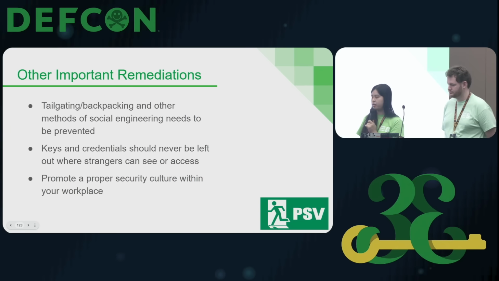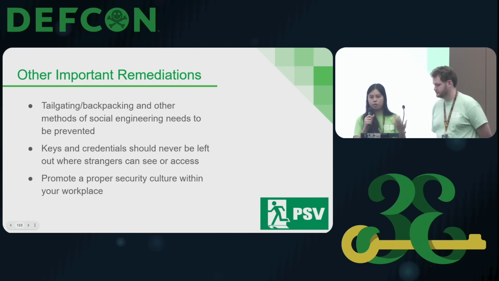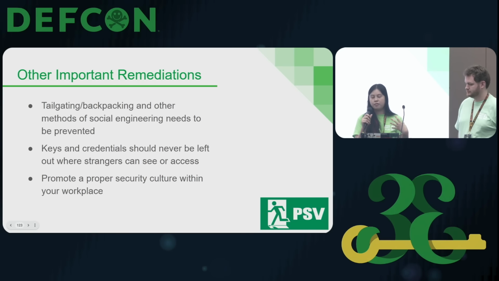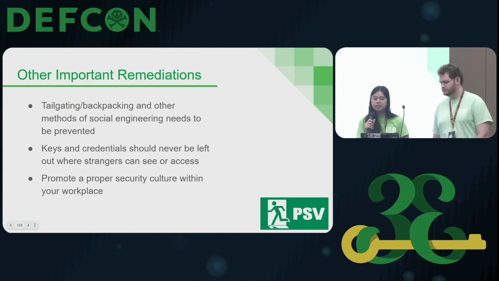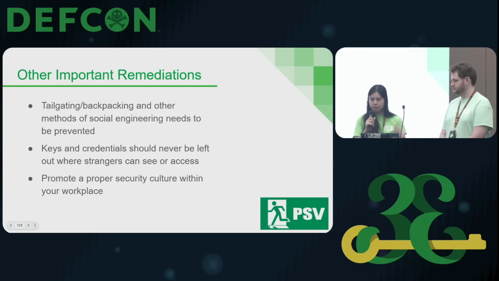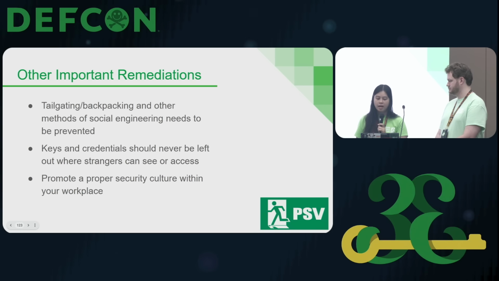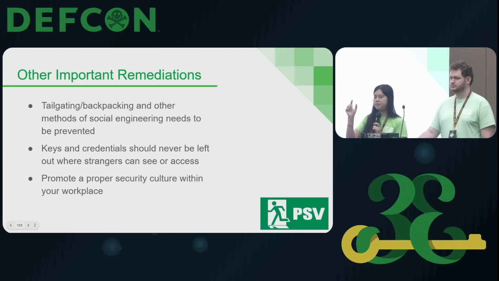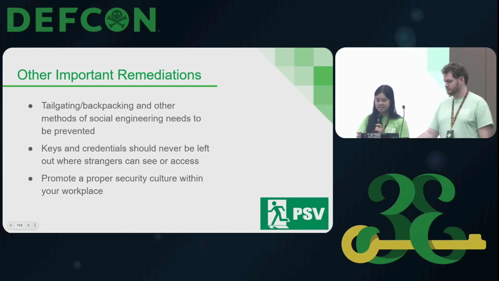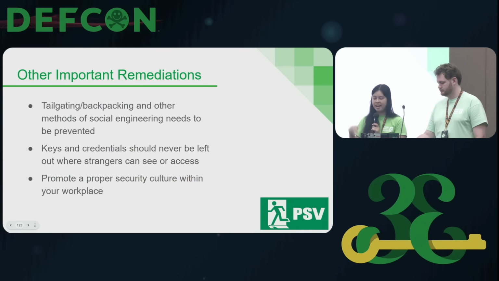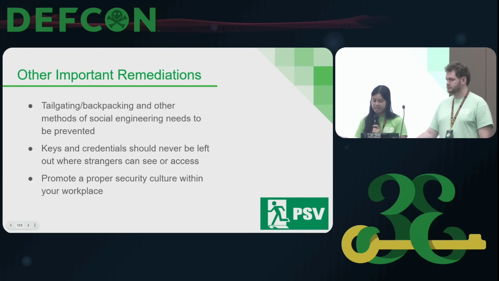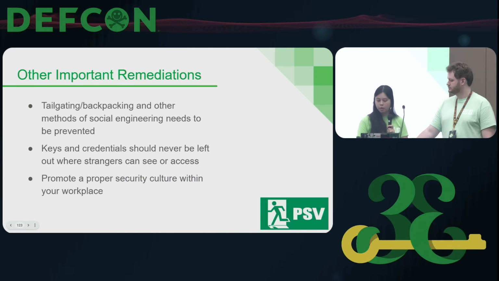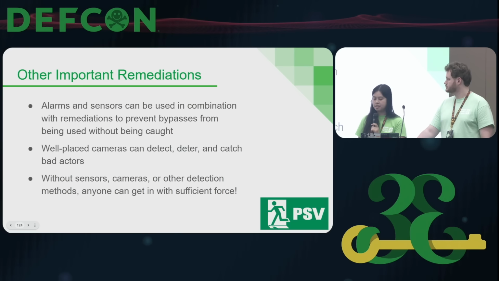And then generally other important remediations, you've heard a lot about social engineering. Even if you have the most secure locks in the world, if your coworkers are letting people into your space, that's a huge problem. Keys and credentials are often left out where people can see them or access them. I've had times where I've seen physical keys left on desks, and I can look in close enough or take a camera and zoom in and get a good enough photo that I can duplicate it off site. And generally, you want to be promoting that security culture within your workplace.